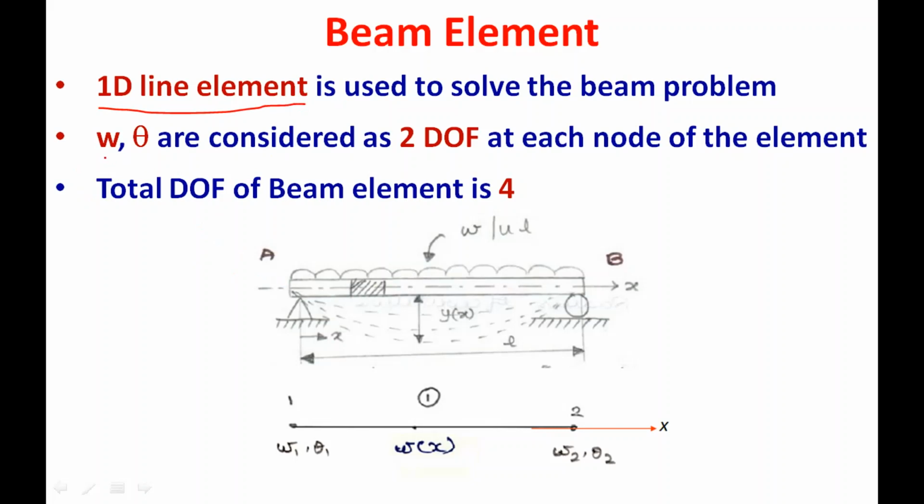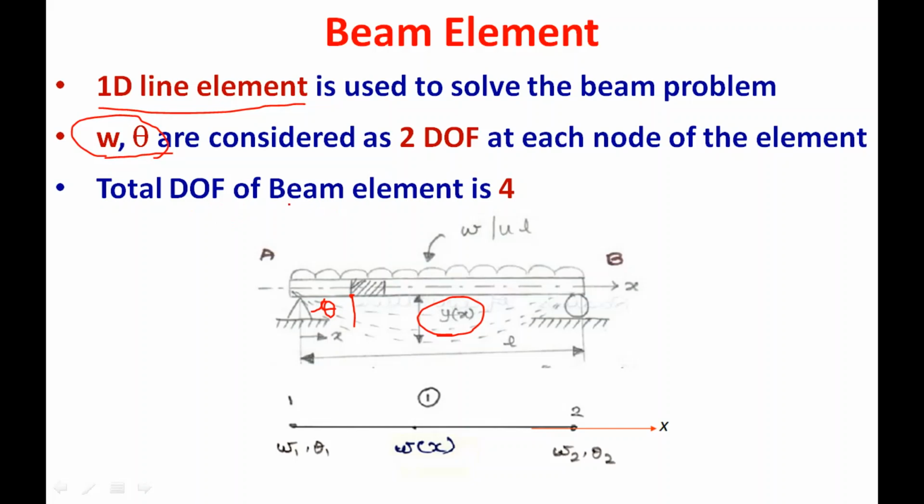node. Why we are using 2 degrees of freedom for this beam problem: if you want to completely define the displacement at any particular point along the length of the beam, we need two parameters. One is the transverse deflection y of x and another one is the slope. Slope is the first order derivative of the transverse deflection. By using this theta and this y, we are able to completely define the beam problem. So that is why for the beam problem, we are using 2 degrees of freedom at each node.